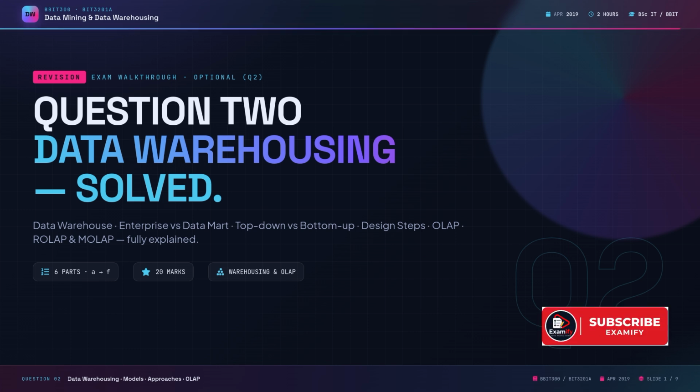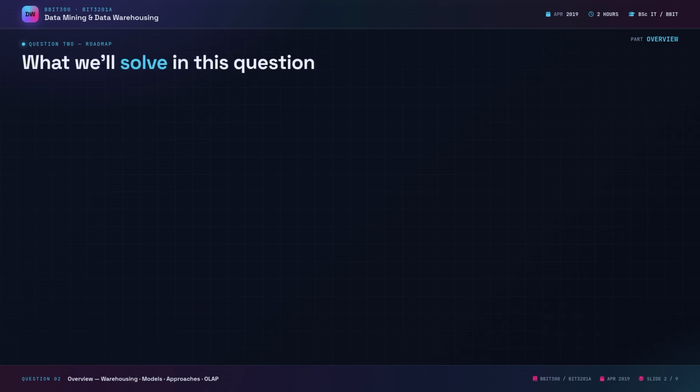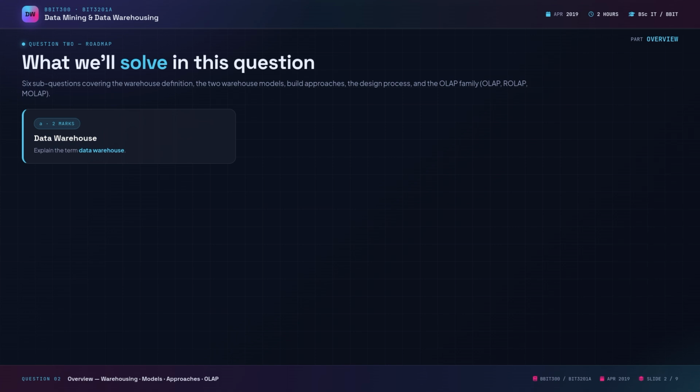Let's get into it. Before we dive in, let's look at the roadmap. Question 2 has 6 sub-questions. Part A worth 2 marks asks you to explain the term data warehouse. Part B worth 4 marks asks you to contrast the enterprise warehouse with the data mart. Part C worth 4 marks asks you to distinguish the top-down approach from the bottom-up approach.